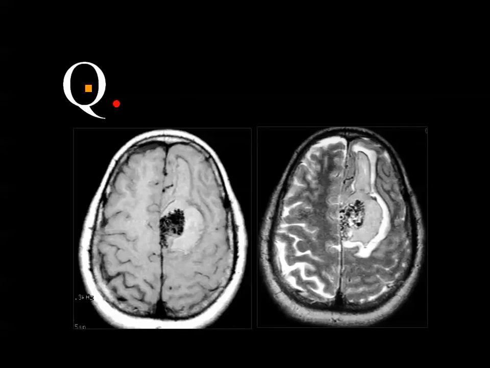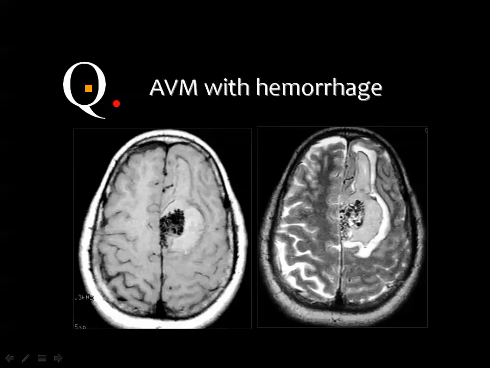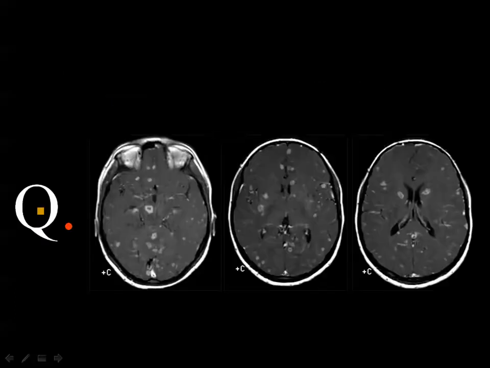This is axial T1 and T2 weighted images showing a bunch of signal void vessels representing arteriovenous malformation, surrounded by high signal in the T1 and high signal in the T2 representing hematoma, and a rim of high signal in the T2 representing edema. And this is an arteriovenous malformation with hemorrhage.